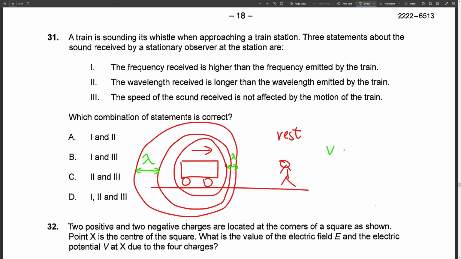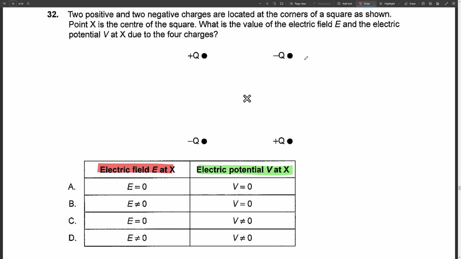And this shall be described by the v = fλ equation. Wavelength is shorter, but the wave speed is unchanged, so the frequency is higher. Wavelength being shorter means statement 2 is wrong, and statements 1 and 3 are correct. We pick option B.